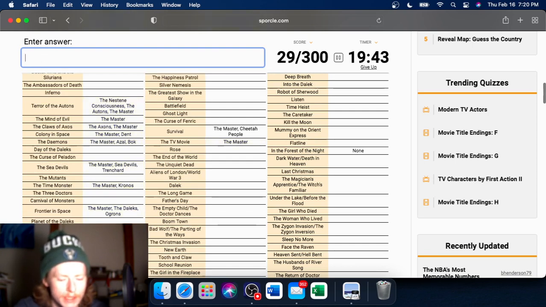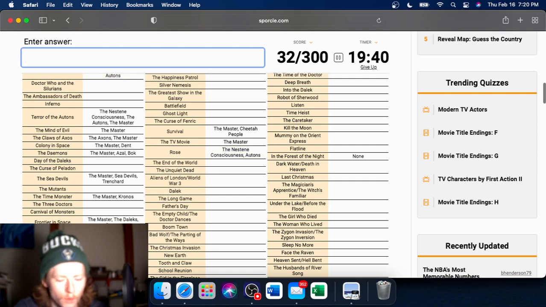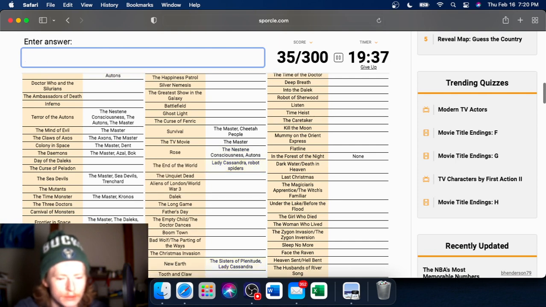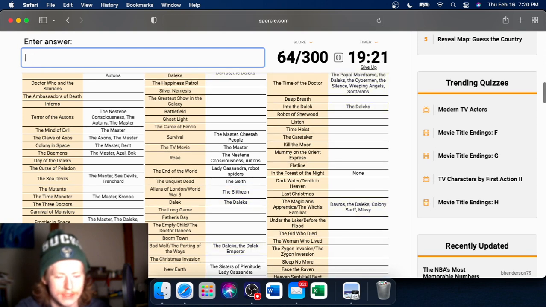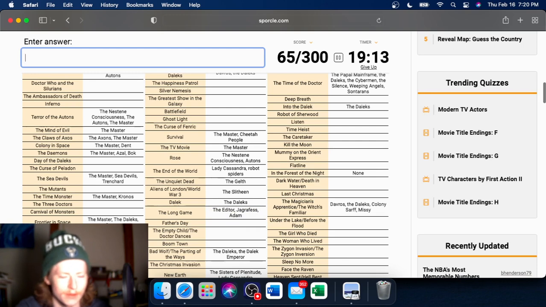TV movie is the Master. Rose is the Autons. End of the World is Lady Cassandra. Unquiet Dead is the Gelf, which with British accents was hard for me to understand the first time I saw that episode. That would be the Slitheen. And then it's the Daleks. Long Game is the Jagrafess. Okay, it doesn't make me do the long form, because I probably wouldn't get the long form, to be honest with you. Father's Day is the Reapers. Empty Child is the Empty Child.